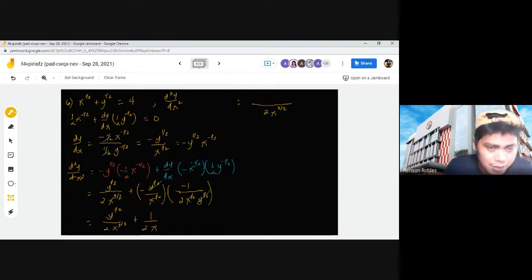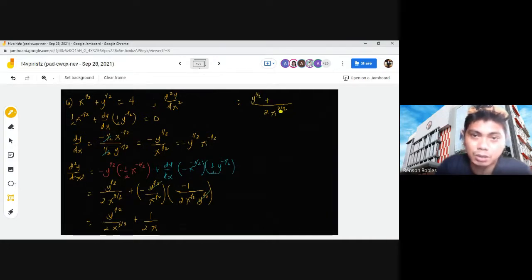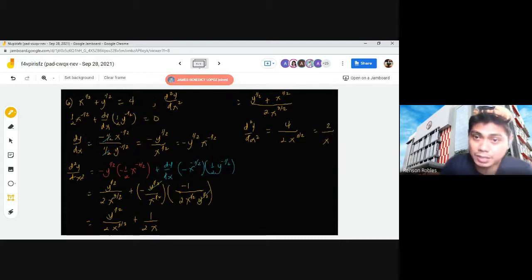Okay? And then 2x raised to 3/2 divided by 2x raised to 3/2, that's 1 times y raised to 1/2. Then plus 2x raised to 3/2 divided by 2x is x raised to 1/2. Then times 1. Then observe this second derivative d squared y over dx squared, from the given x raised to 1/2 plus y raised to 1/2, that is equal to 4. So it's 4 all over 2 x raised to 3/2.